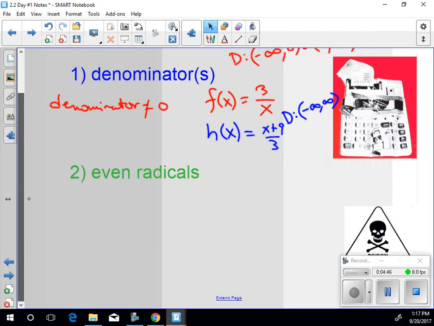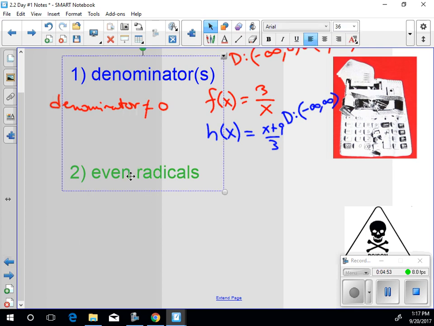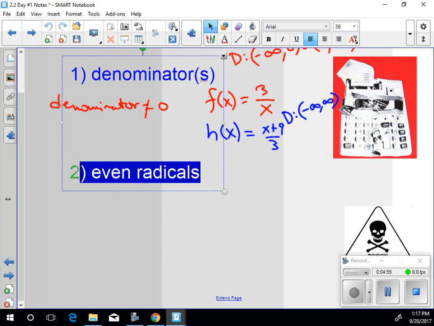The other possible restriction, I don't like this green. This green is not visible. Very visible. Oh, gross. Okay. Let's make that purple for all those Vikings fans out there.